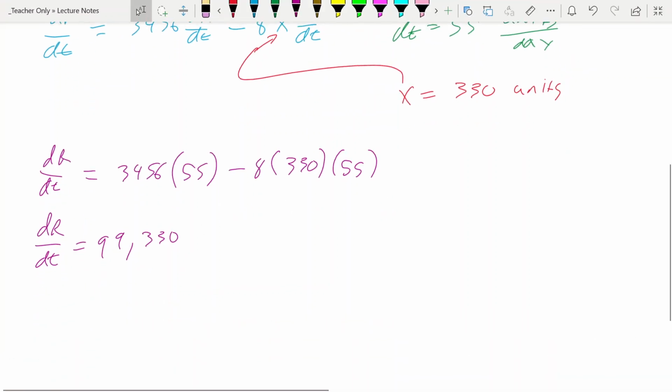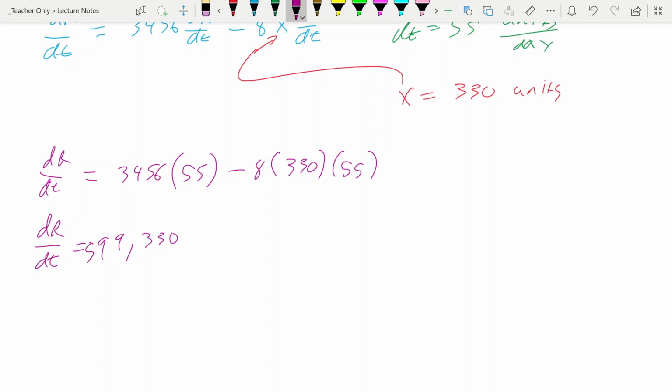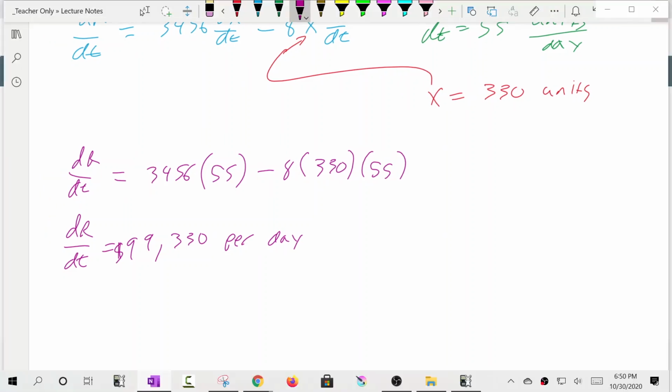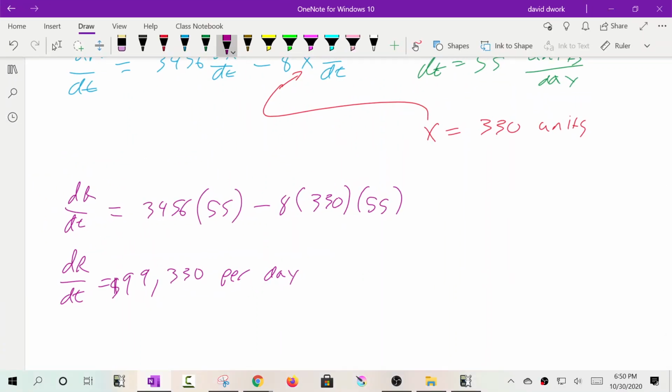Think about meaning. This is revenue measured in dollars per day. So this means our revenue is increasing at $99,330 per day. That would be, maybe, if we work at Disneyland or somewhere that has a high revenue in peak season.